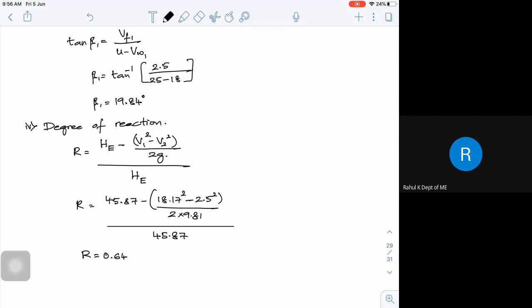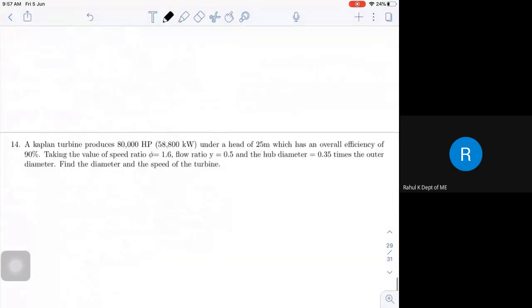If I calculate, my R is found to be around 0.64, that is, it's a 64% reaction turbine. So the static component is around 64%. That's the meaning of it. The ratio of the static component of your energy to the total energy component is the degree of reaction. So all the things which we are supposed to calculate, everything is calculated.